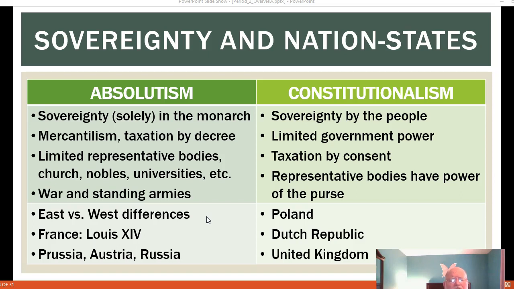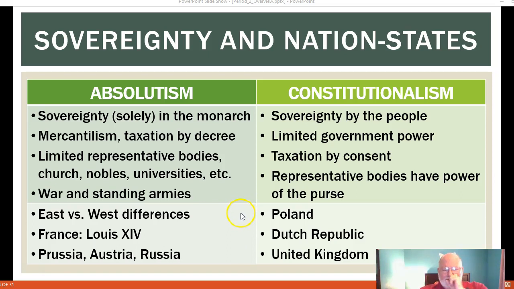All right. With absolutism, the sovereignty is solely in the hands of the monarch. He's the absolute person. Now, remember, this is not going to be the same as totalitarianism, which is going to come later. Mercantilism, there we have that again, a very important topic. Taxation by decree. That's where the king can just come along and dictate how much you're going to pay in taxes. There are some representative bodies, but the king has power over that, the monarch. Limited representative bodies: church, nobles, universities, etc.